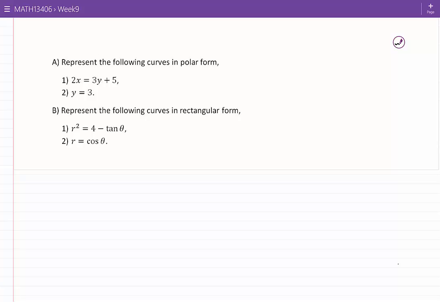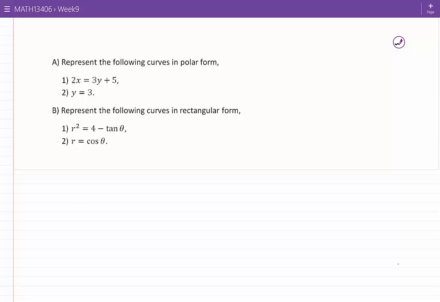A. Represent the following curves in polar form. 1. 2x is 3y plus 5. 2. y is equal to 3. B. Represent the following curves in rectangular form. 1. r squared is 4 minus tan theta. 2. r is cos theta.